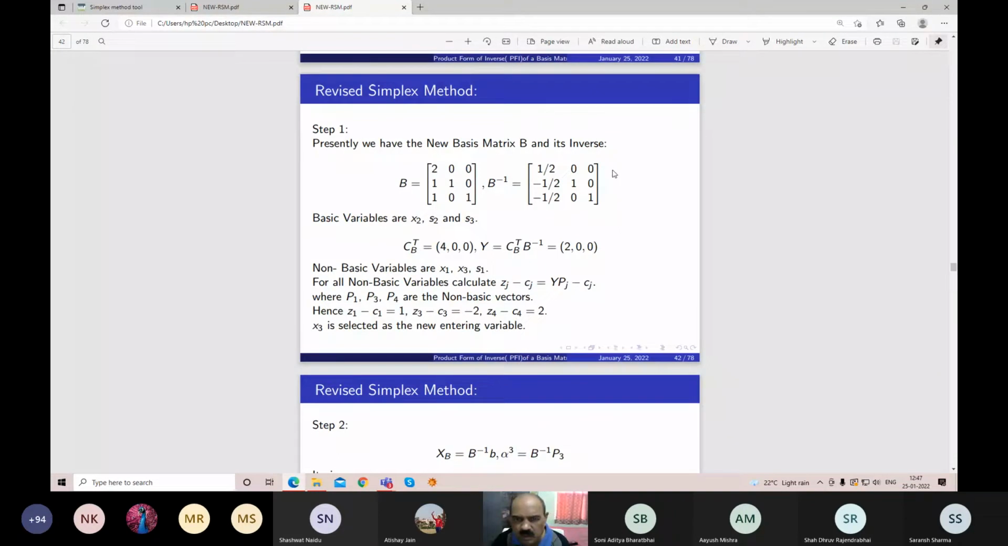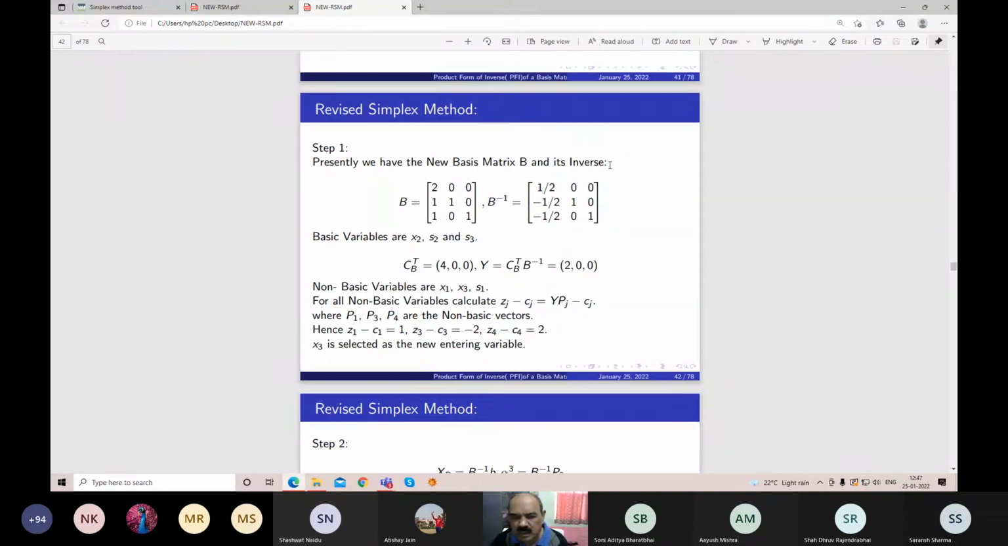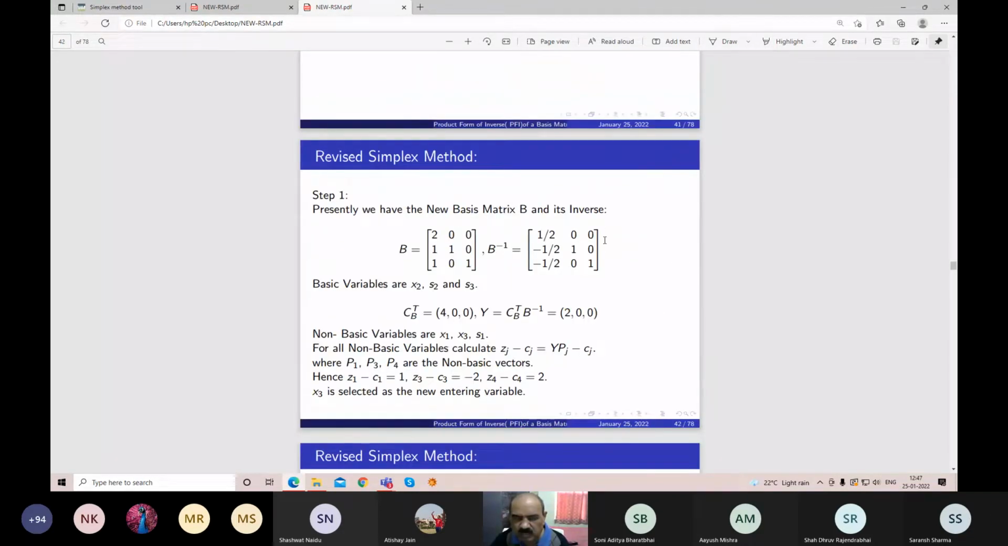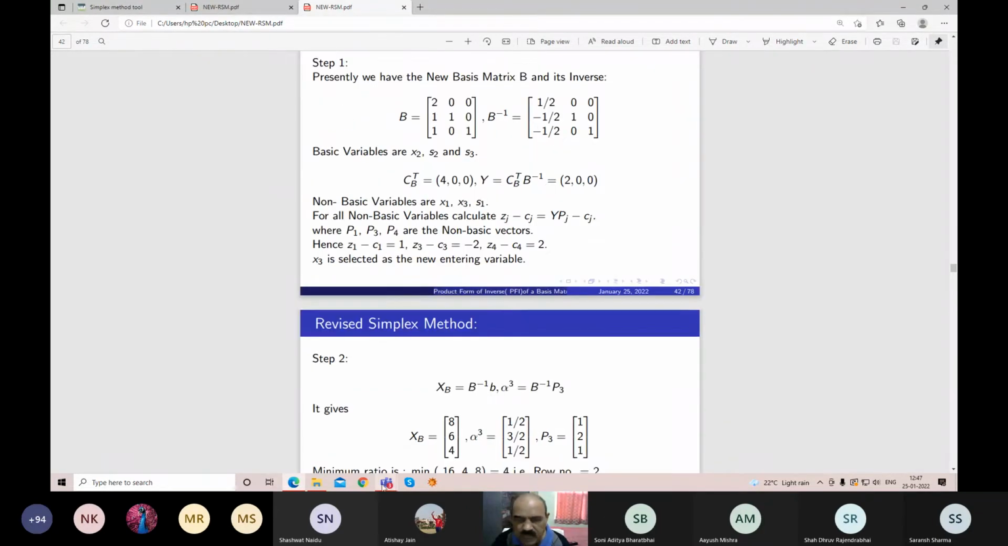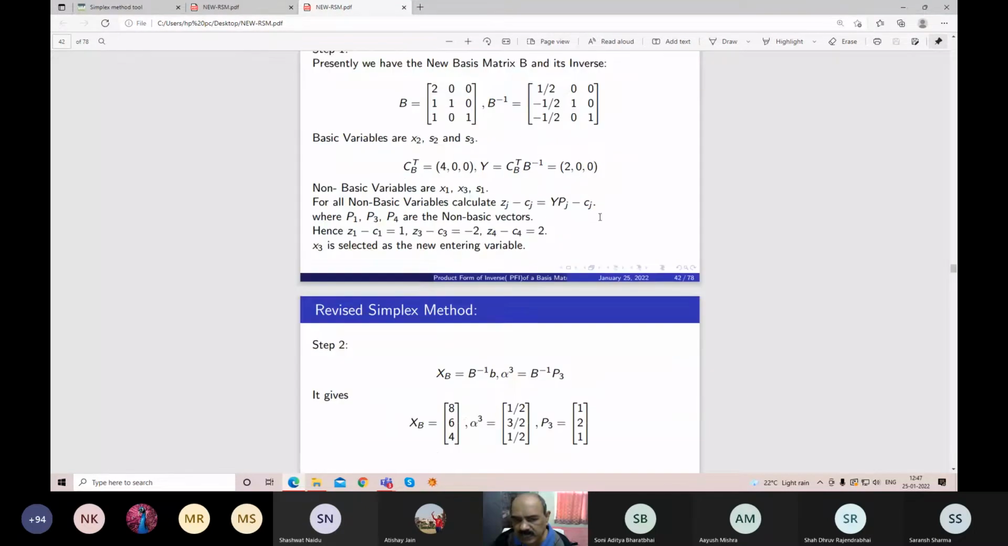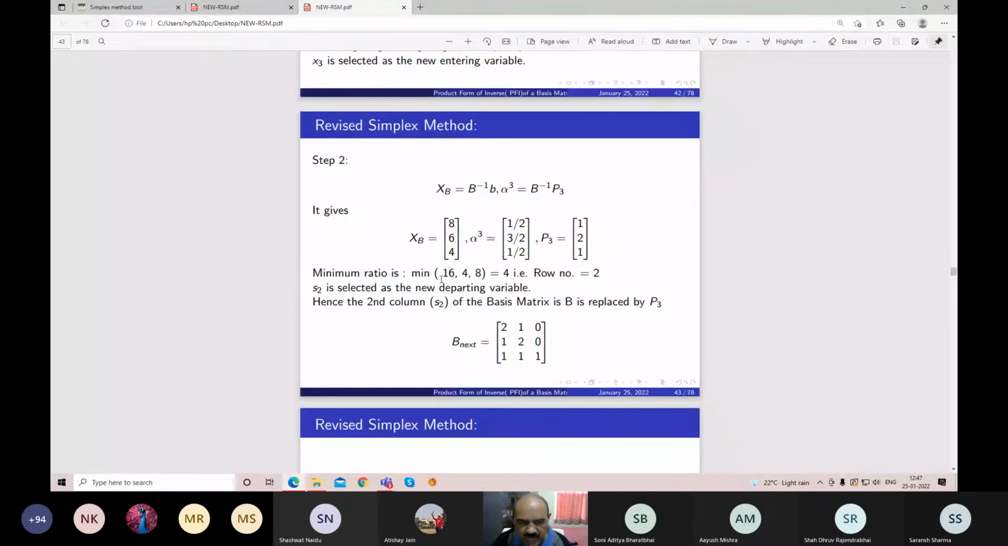Let us verify. We are multiplying 16, 14 and 12. So first row, first column, 8. Second row, second column, that is 16 minus 8, so 6. Then the third row, first column, 12 minus 8, that is 4. So XB is becoming 8, 6, 4.